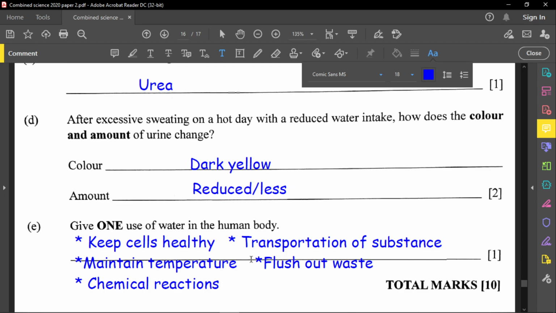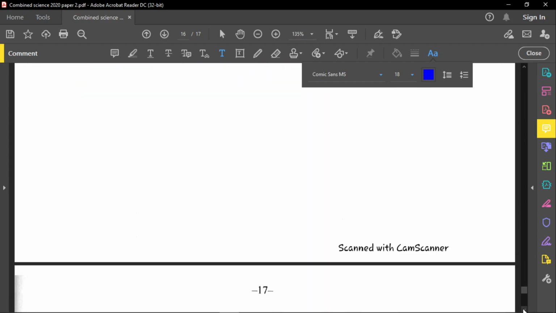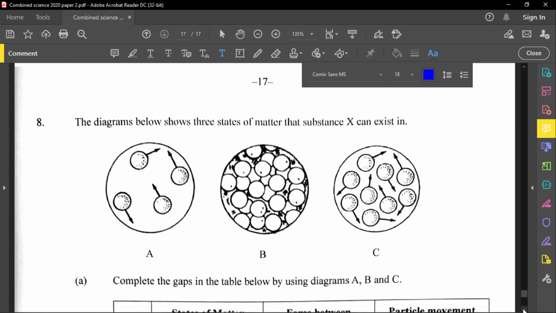So there are so many reasons why we need water. That's why our bodies are made up of so much water, because water is very important for almost everything in our body. Now, last question. The diagrams below show 3 states of matter that substance X can exist in.